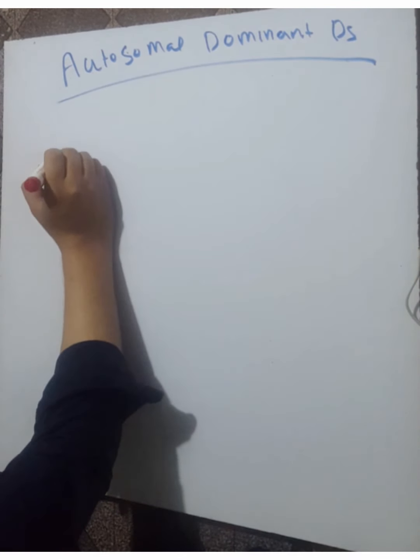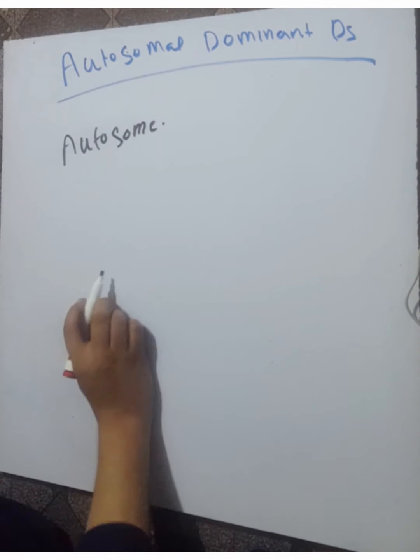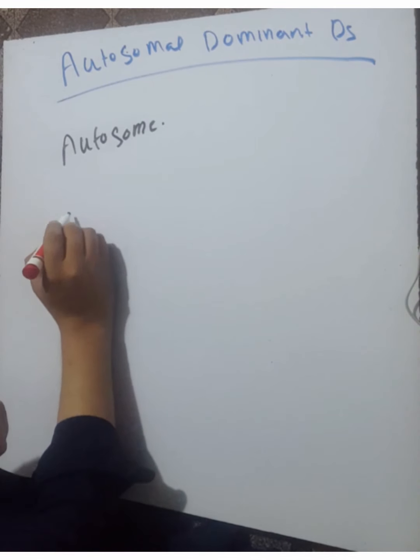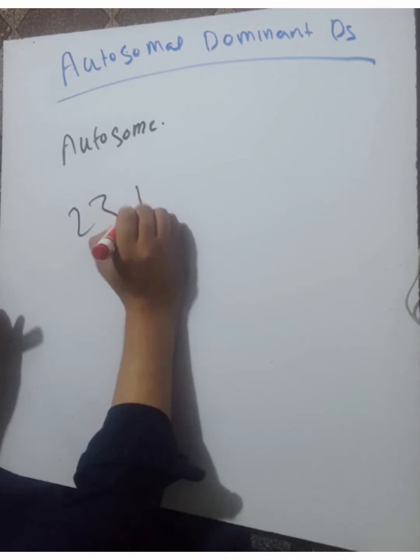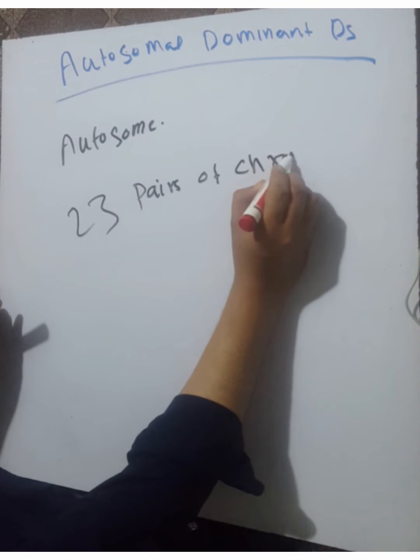We are talking about the autosomal dominant disorders. First, we need to know what an autosome is. Humans have 23 pairs of chromosomes.